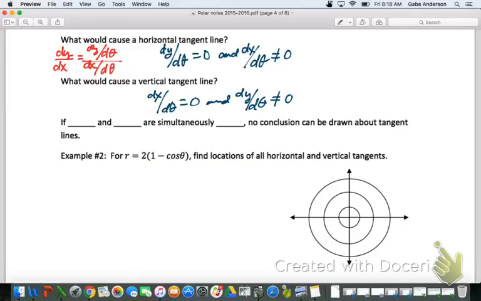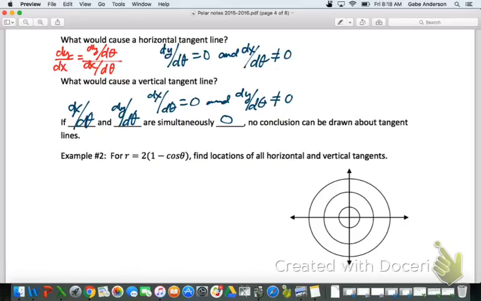Good question. Okay, and the final statement here before we do our example is if dx d theta and dy d theta are simultaneously 0, then no conclusion can be drawn about tangent lines as far as horizontal or vertical. We could perhaps look at a graph and be like, hey, it's the sharp point thing, and kind of see that, but we can't make any judgment beyond looking at that graph and seeing what's actually happening.